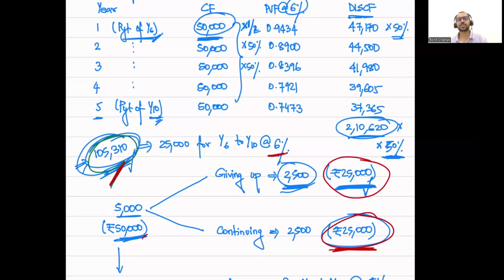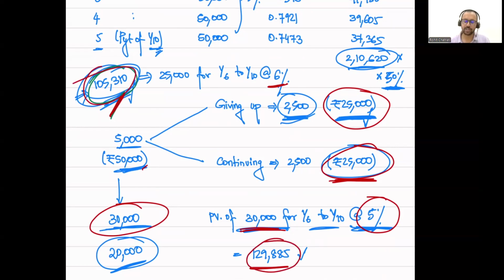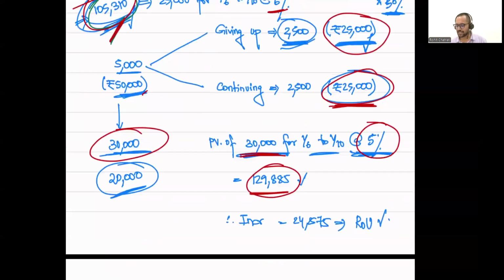But this is a wrong presumption because I am actually required to make a payment of 30,000 for the next 5 years. Therefore, we calculate the present value of 30,000 for the next 5 years, but we use the revised discount rate of 5 percentage, and we arrive at the revised lease liability of 129,885. This is the amount of liability that should exist in the books. 105,310 is the amount of liability that I have in the books right now. Therefore, I calculate the difference as the increase in lease liability of 24,575, and correspondingly, I increase my right of use asset.